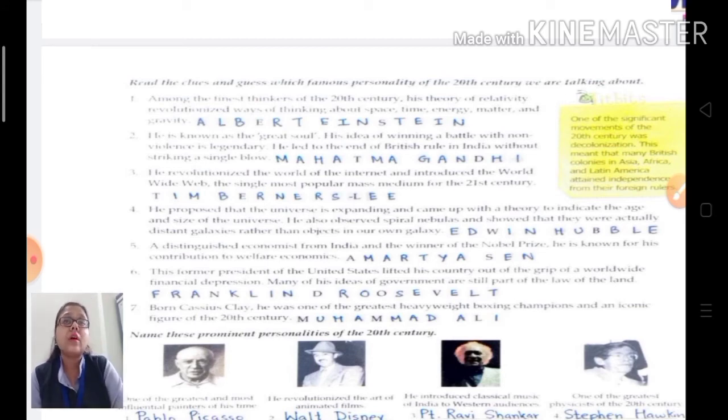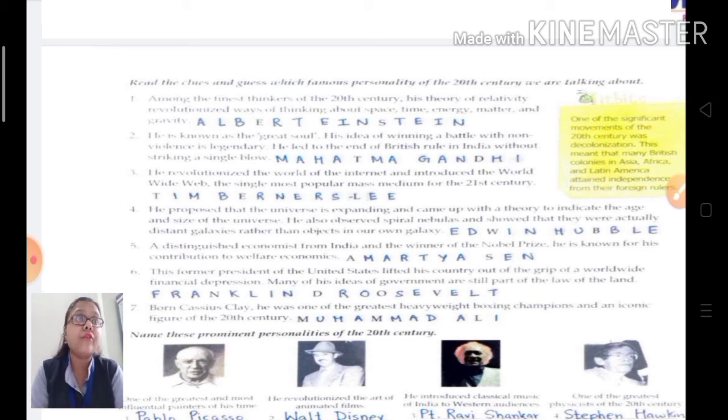Okay, now number 5th, a distinguished economist from India and the winner of the Nobel Prize. He is known for his contribution to welfare economics. Economics means Arthashastra, that is the money. We can say the short term money. किसने इंट्रोड्यूस करवाया था इंडिया को इकोनॉमिक्स से? एंड ही ऑल्सो विन द नोबेल प्राइज, दैट इज अमर्त्य सेन. ओके, अमर्त्य सेन.